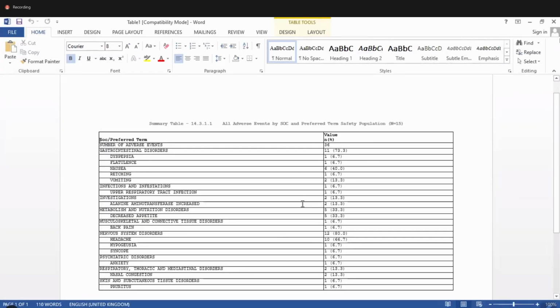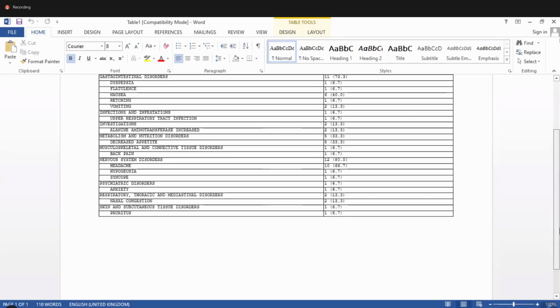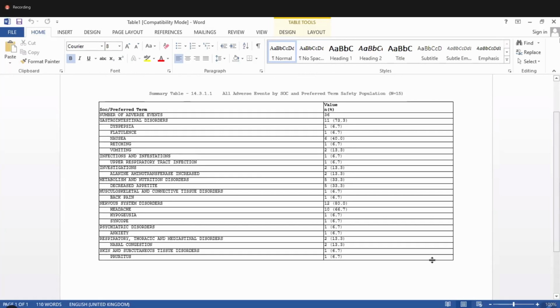Done. The report is ready. As per the mock sheet, we have generated all the number of adverse events for each system organ class. For each preferred term, we have generated the counts and percentage.